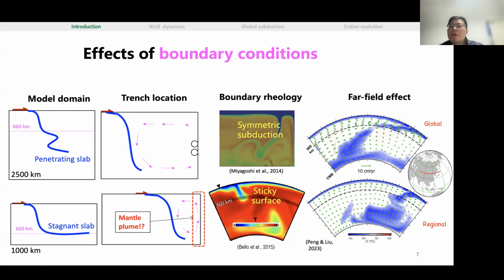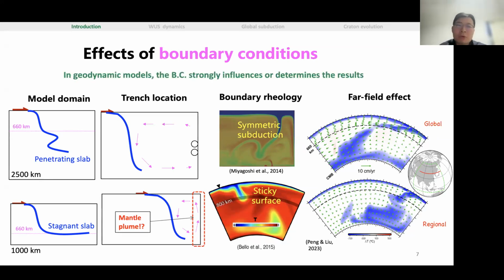So what this means is that the far field effect, which is beyond this box here, is controlling the dynamics of the E station. So it's very important. Okay, I've actually spent quite a lot of time on this one.